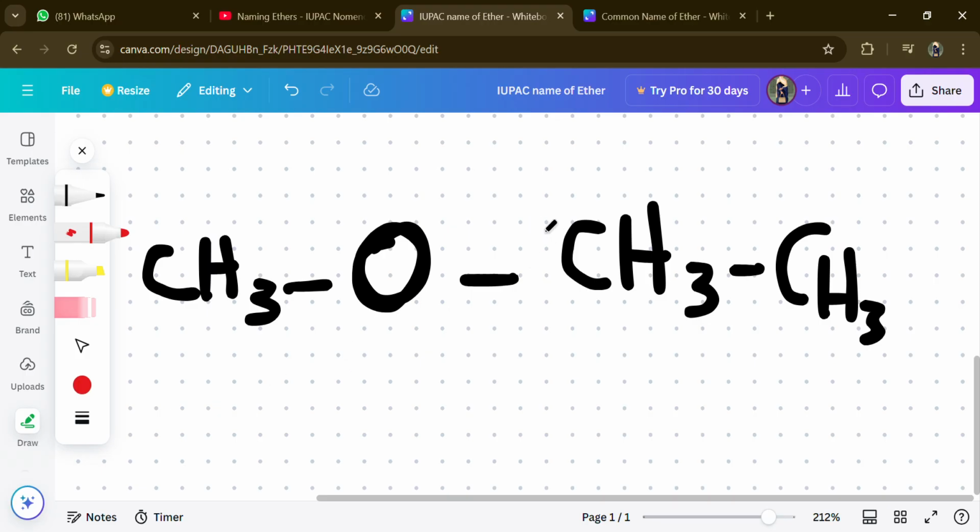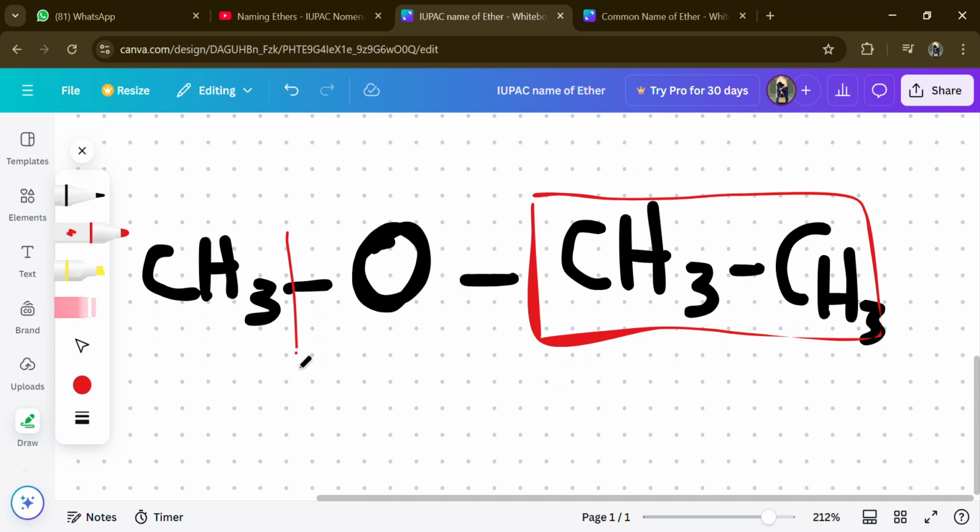Okay, so in this condition, first we'll separate both of the functional groups. This is one functional group, this is the second functional group. How many carbons are there? 2 carbons. How many carbons are here? There is 1 carbon. What I have said in the rules, first you have to prioritize the smallest one. So in this situation, the oxy group would be methyl. So it would be methoxy.